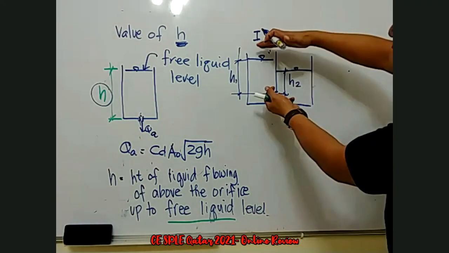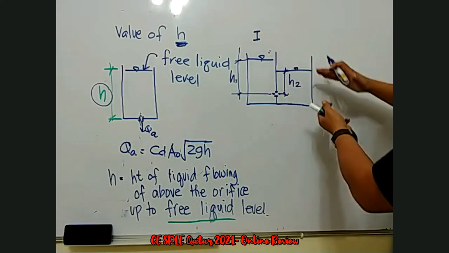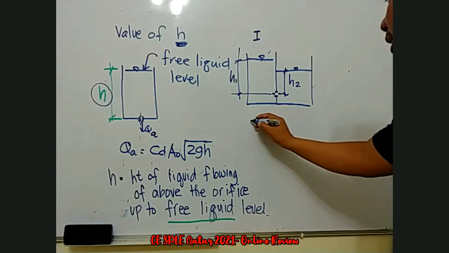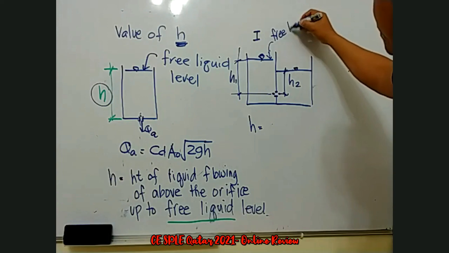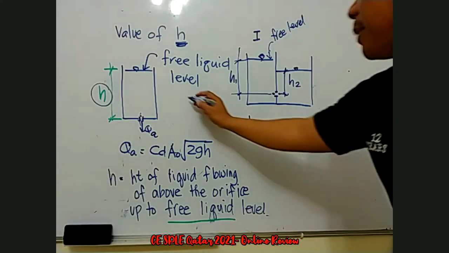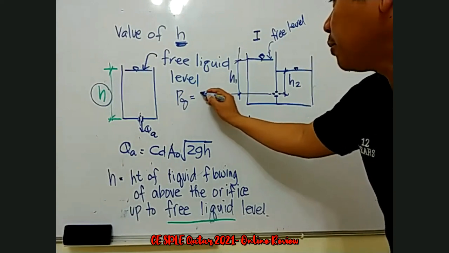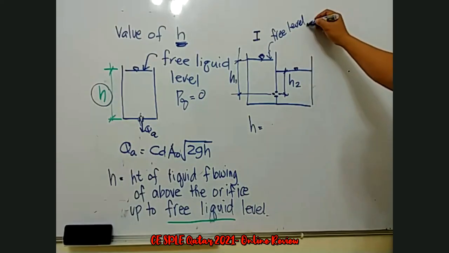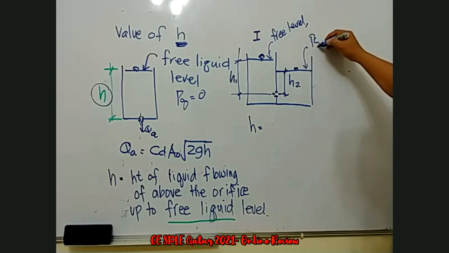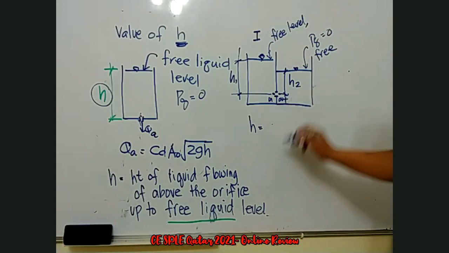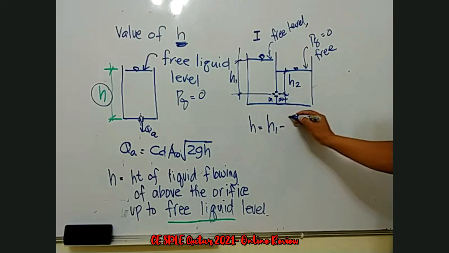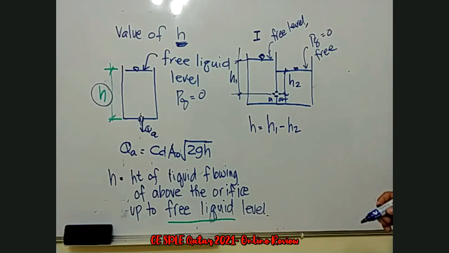yung energy grade line. Mas mataas yung energy level dito, mas mababa dito. So, of course, pababa ito. Ngayon, yung H natin dyan is simply, kung ito yung free level, when we say free, anong ibig sabihin ng free? Gauge pressure equals to 0. Free, or ito is pressure is atmospheric, no? Gauge PG is 0, ito is free, right? So, in saka out, right, in, then ito is out. Okay? This is simply, H ko is H1 minus H2. Yun yung H na ilalagay ko dito. Right? Yun yung H na ilalagay ko dito.